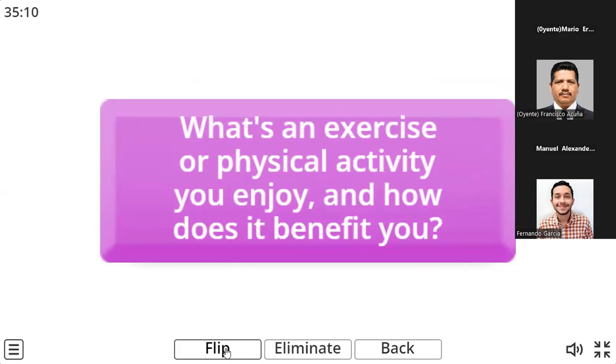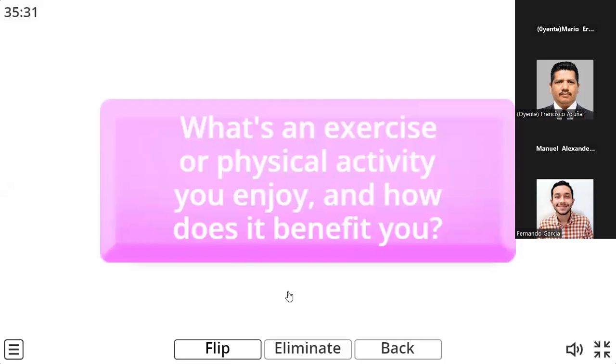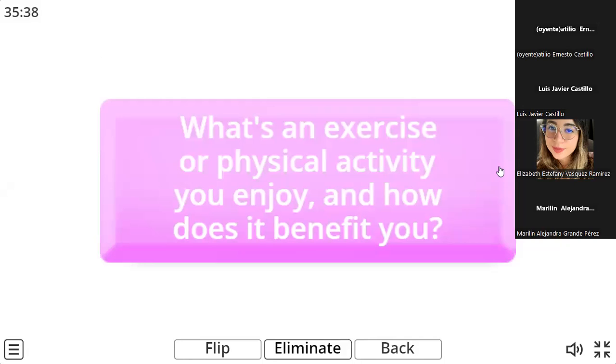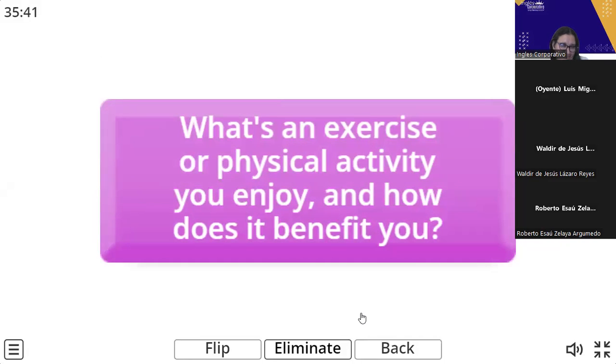What's an exercise or physical activity that you enjoy and how does it benefit you? I think walking. I like to walk in parks or on trails, hiking. And actually, I live near my workplace, so I walk there, all the way from home to work and from work to home. It's like 20 minutes.